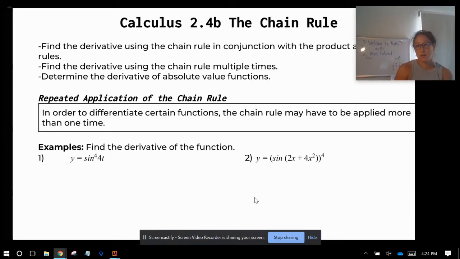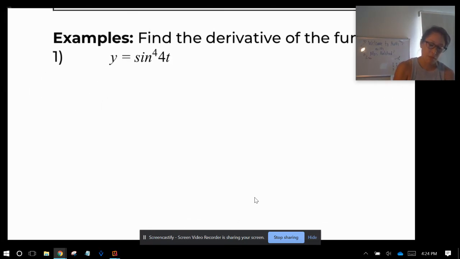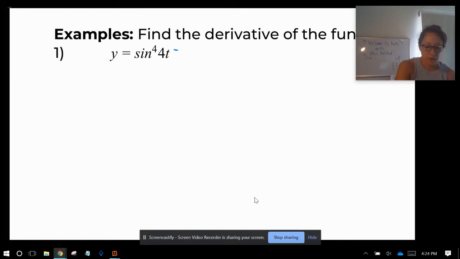We're going to tackle some trickier chain rule problems, using more product and quotient rules embedded with the chain rule. So let's go ahead and get started on the first problem. We're going to rewrite this: sine of 4t raised to the fourth power. What is our outside function? That is our function raised to the fourth. Our inside would be sine of 4t, and then the innermost part is 4t.